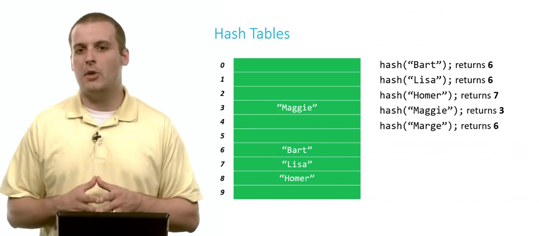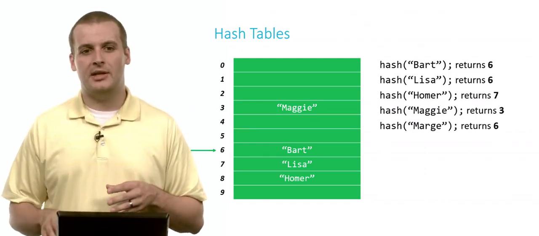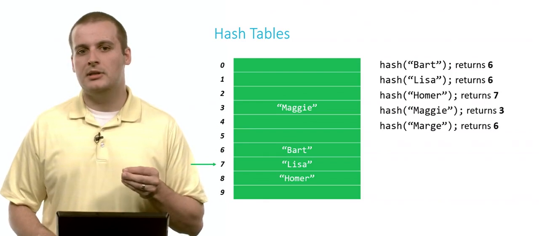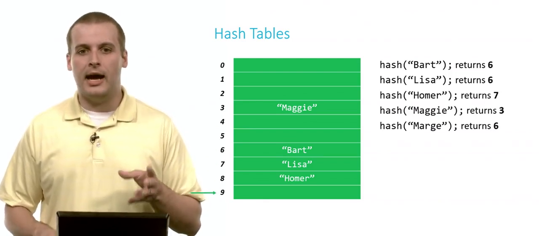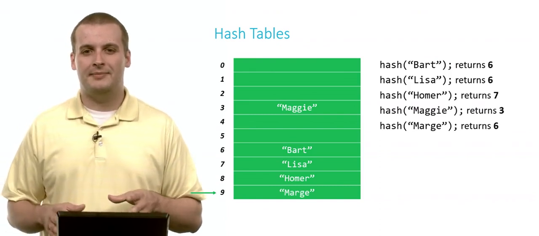Now we hash Marge, and Marge also returns 6. Well, 6 is full, 7 is full, 8 is full, 9, all right, thank God, 9 is empty. I can put Marge at 9.